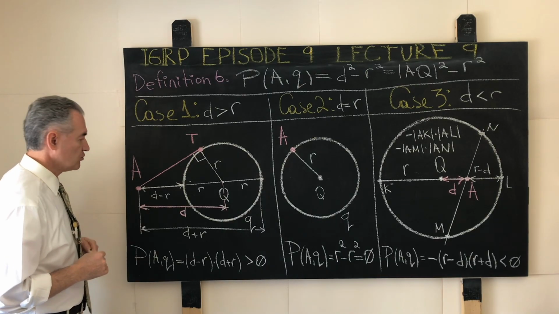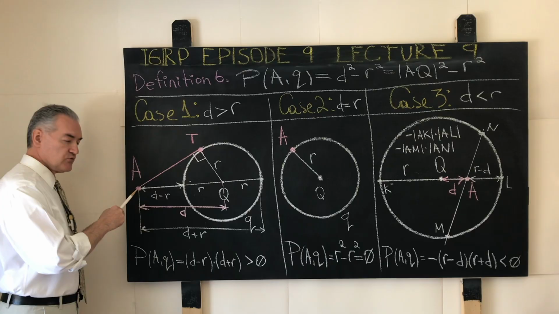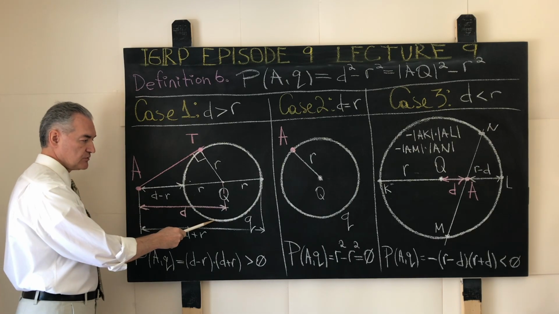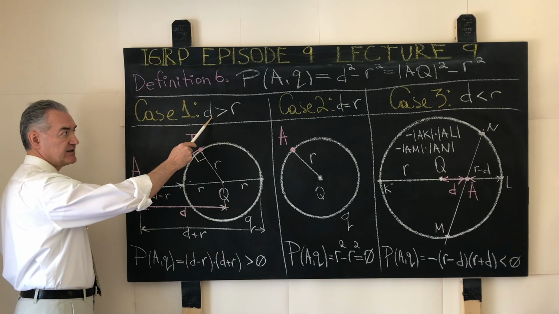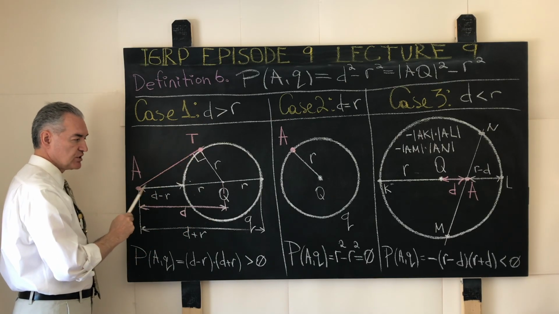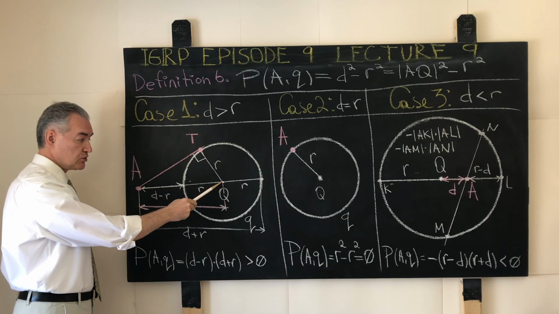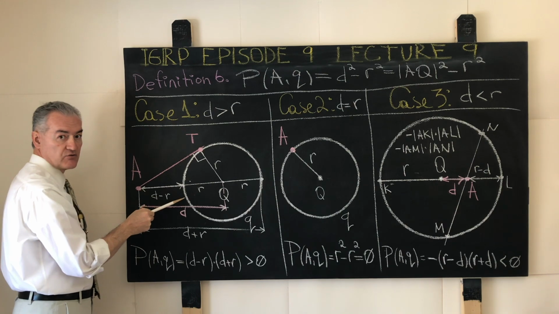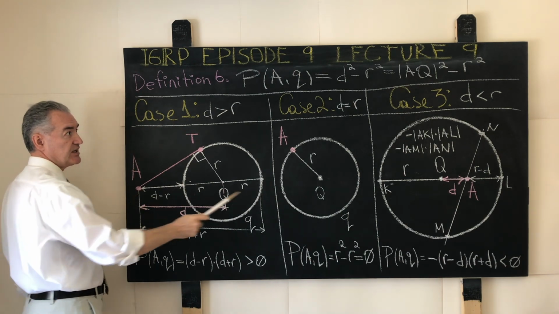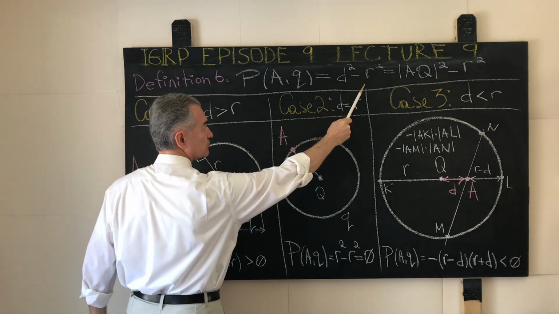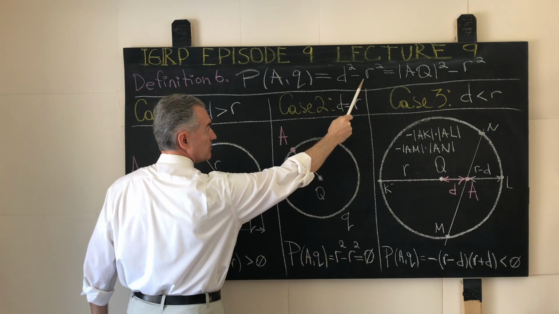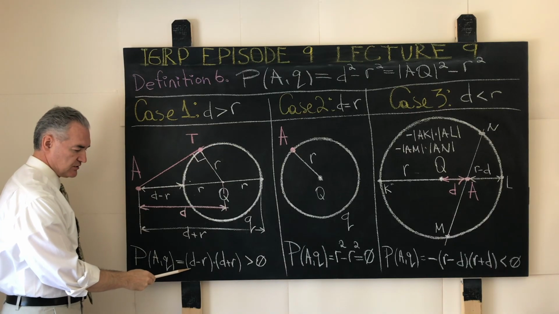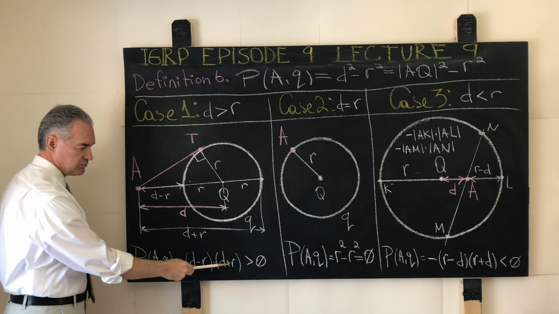In the first case, when the point of interest is located strictly outside of the circle of interest, then evidently the distance from that point to the center of that circle will be strictly larger than the radius of that circle. And in this case, the difference of two squares can be represented which way? d minus r times d plus r, as shown over here, d minus r times d plus r.